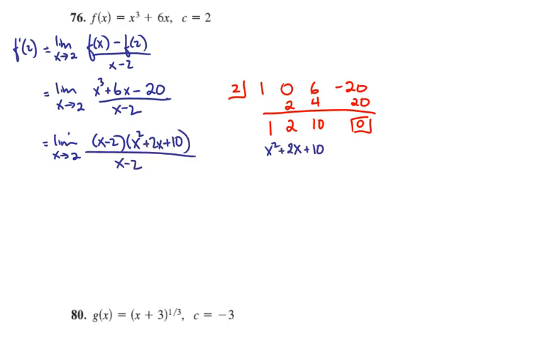Divided by x minus 2, the x minus 2's cancel, and now we're simply plugging in x equals 2 into x squared plus 2x plus 10, and so that's 4 plus 4 is 8 plus 10 is 18. And that is the derivative at x equals 2. Again, you can see how much simpler that was than doing this, especially with a cubic function, using the formal limit definition of the derivative. And we'll go on to problem number 80.